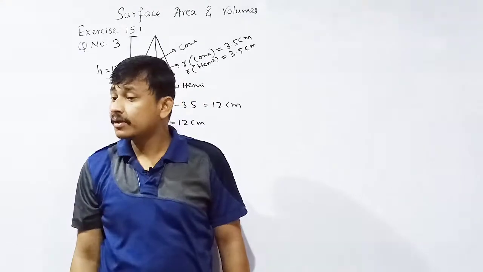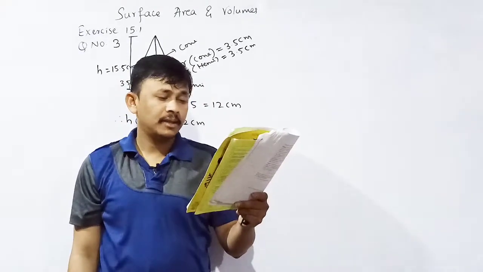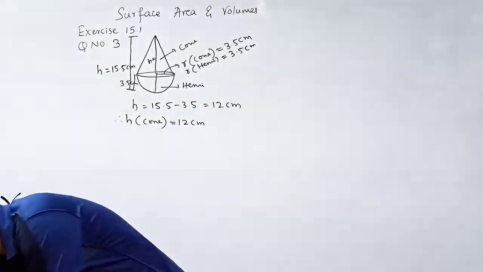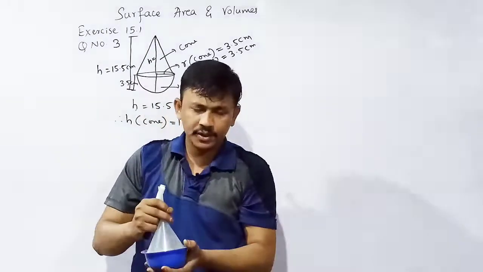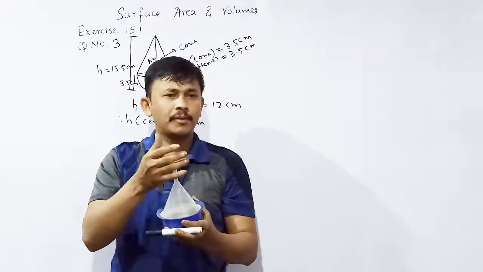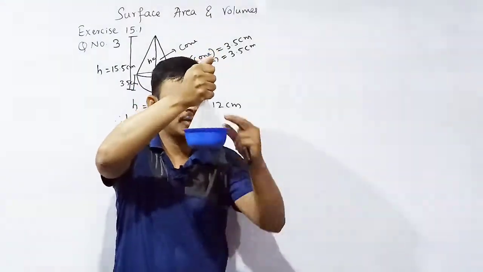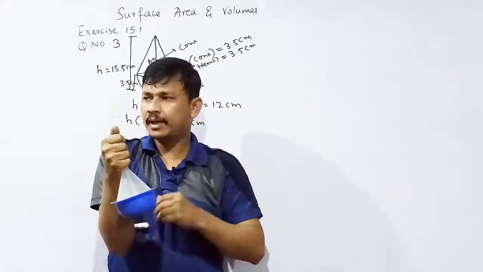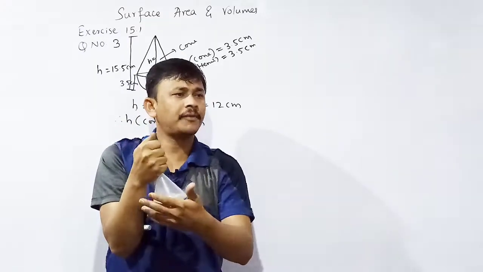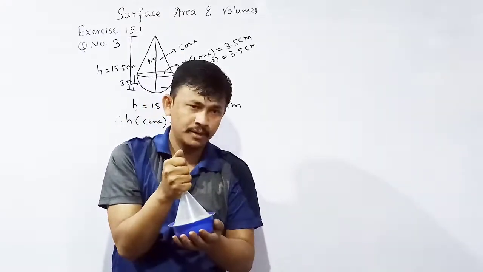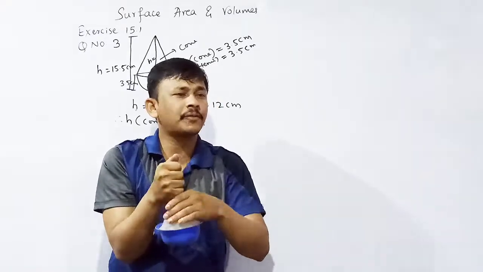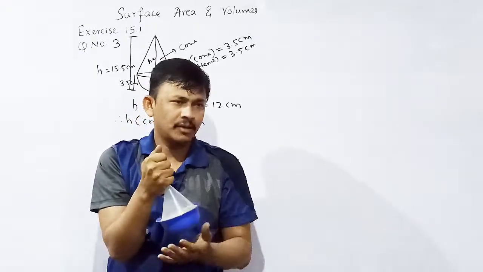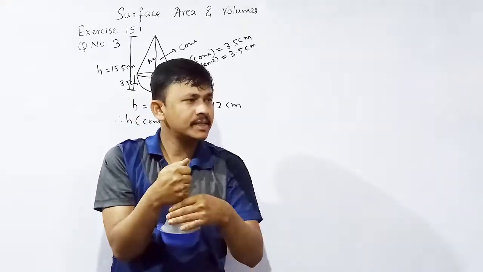What do we need to find out? The total surface area of the toy. Look here, consider this as a toy which is in the form of what? A cone surmounted on a hemisphere. We are feeling only the outer parts of the hemisphere and also the cone. That means the curved surface area of cone plus curved surface area of hemisphere, lateral surface area. Okay, CSA of hemisphere, CSA of cone.